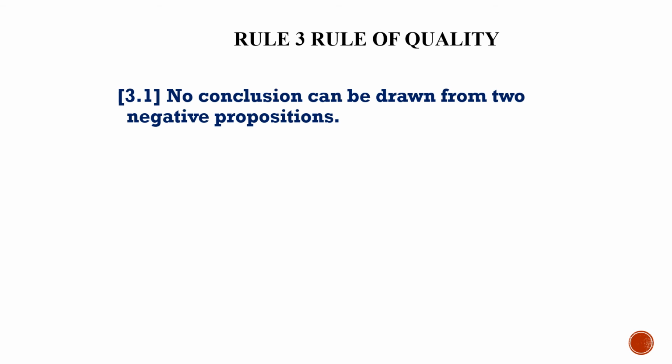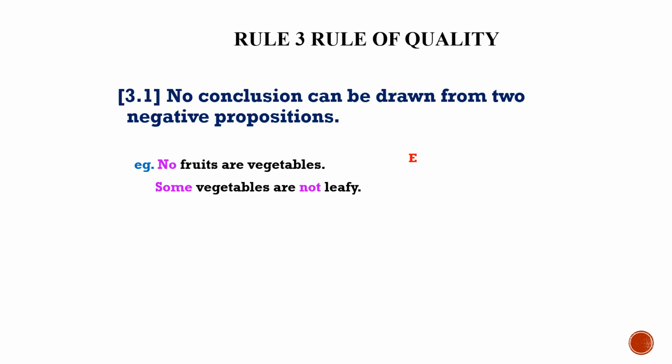Now, let us understand the third rule, the rule of quality. The first rule of quality is 3.1: no conclusion can be drawn from two negative propositions. Let us take an example. No fruits are vegetables. Some vegetables are not leafy. Here the first proposition has the word no in it, so it's an E proposition. The second proposition has some not in it, so it's an O proposition. Both the propositions are negative propositions, so no conclusion can be drawn from it. The first one is universal negative and the second is particular negative.